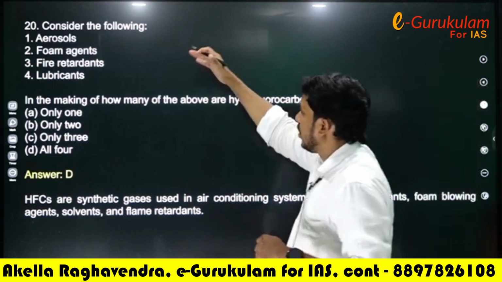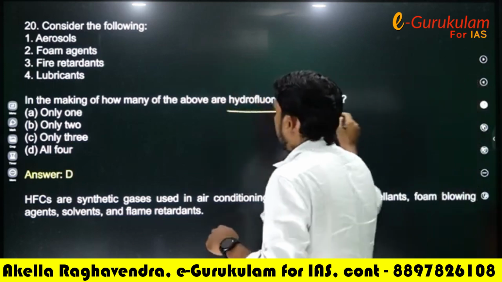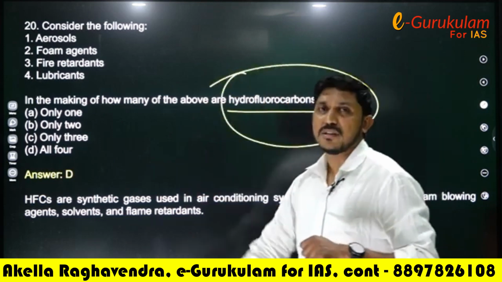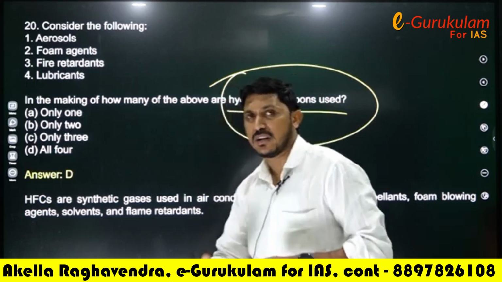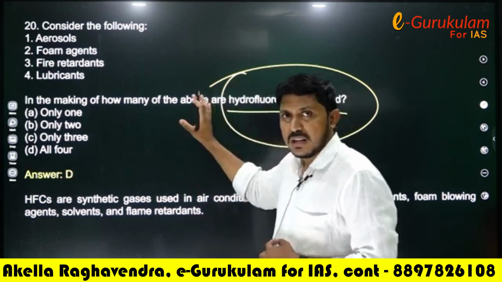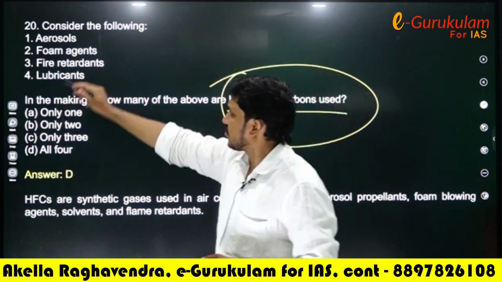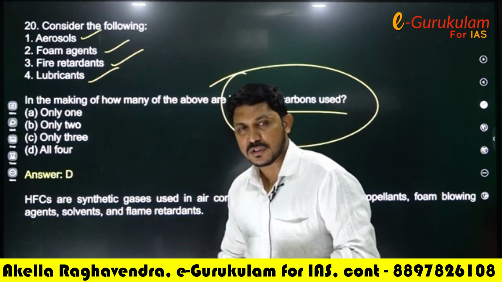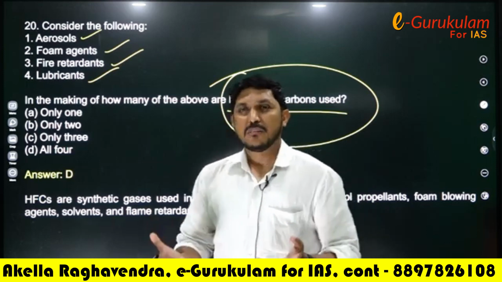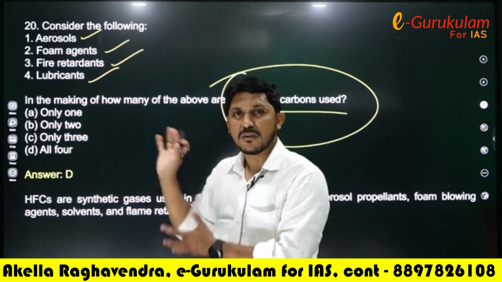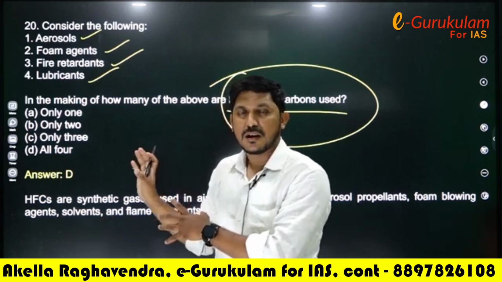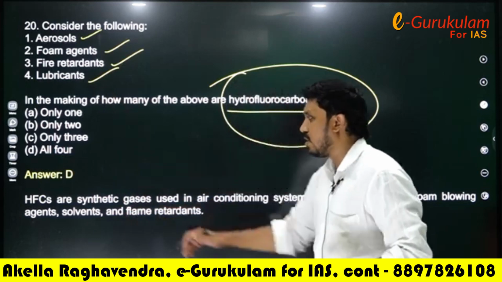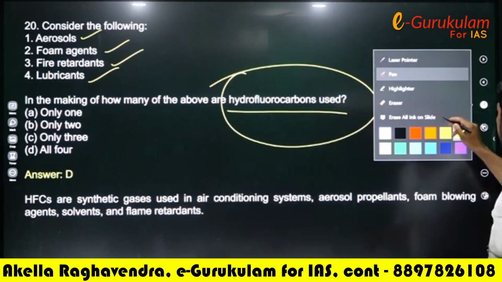Which of the following are used in making hydrofluorocarbons? Hydrofluorocarbons' application is the question here. Hydrofluorocarbons contain hydrogen, fluorine and carbon. They are very essential in making all of these: aerosols, foam agents, fire retardants, lubricants. In this kind of question, common sense is required. How to eliminate these things? Almost any application of modern-day chemicals is there. So you can use your common sense and take the right answer here. The answer should be all 4. Hydrofluorocarbons are used to make all these things.